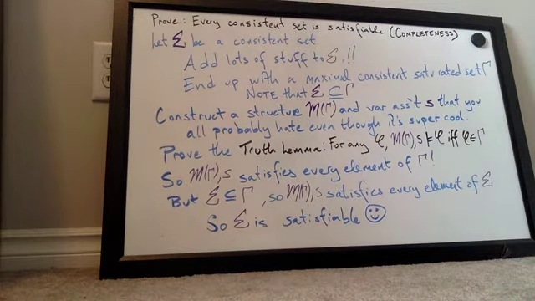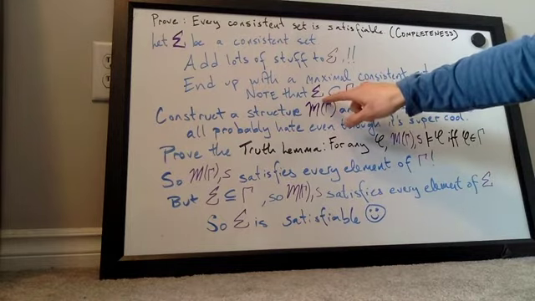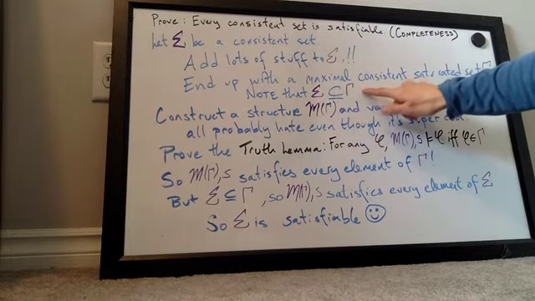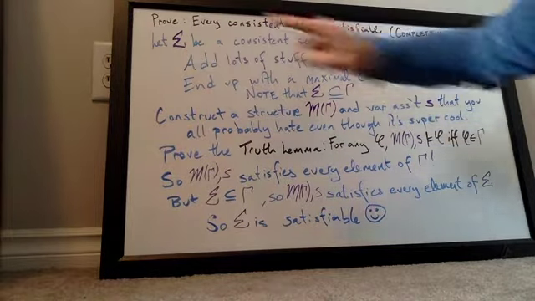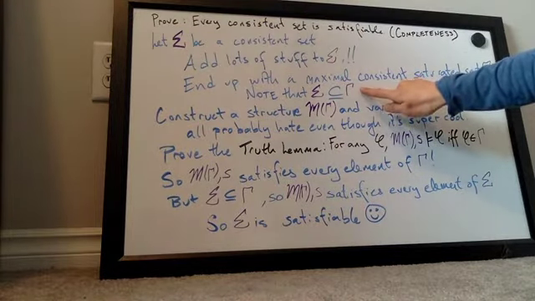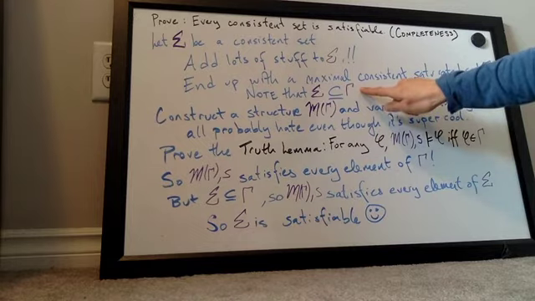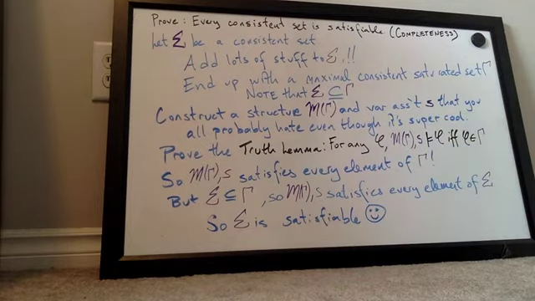So the fact that we started out with sigma and added things to it means that sigma is a subset of gamma. So that means that everything that was in our original set sigma is still in this maximal, consistent, saturated set gamma. Okay, that was the first part of the proof. That's the stuff that we mostly did in class.